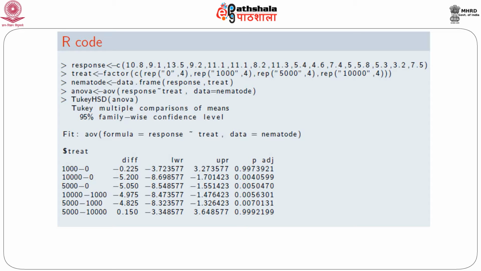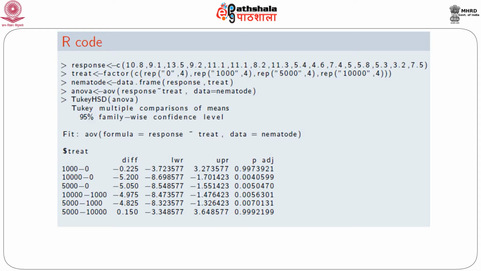What does that mean? That means that the 0 and the 1,000 groups form one bunch. The 5,000 and the 10,000 groups form another bunch. So, these two bunches are actually quite far apart, but inside each bunch the groups are essentially identical. We get this picture by looking at just the p-values.